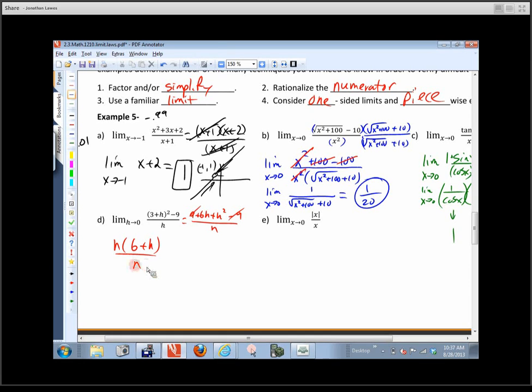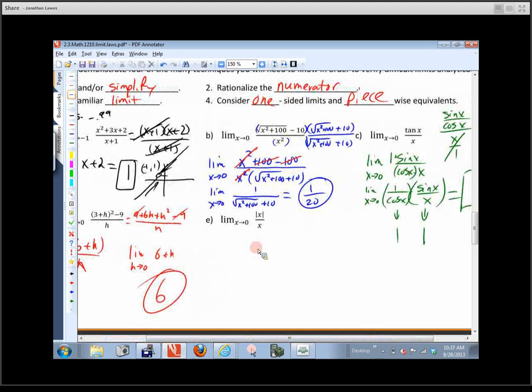And then again, the whole issue with direct substitution was there was an h in the denominator. I can now cancel that, and I'm finding the limit as h approaches 0 of 6 plus h. So that's going to be 6. And it's that simple. Any questions? Okay.